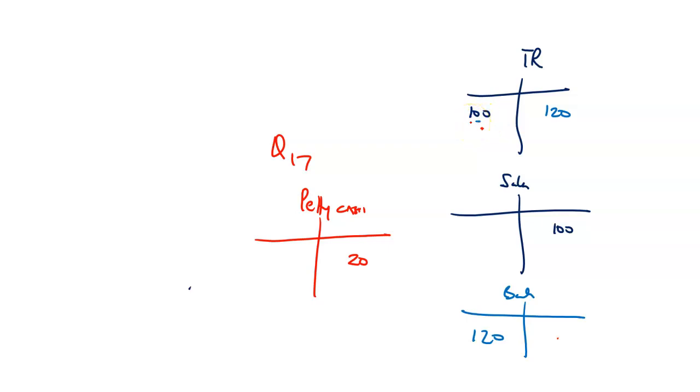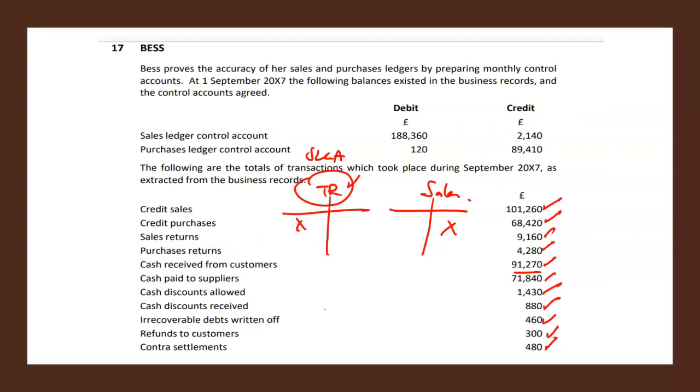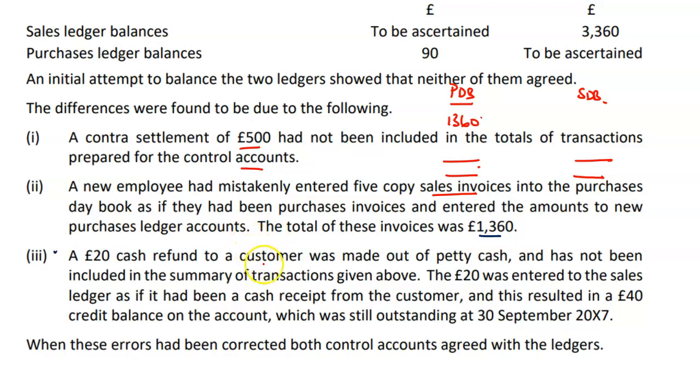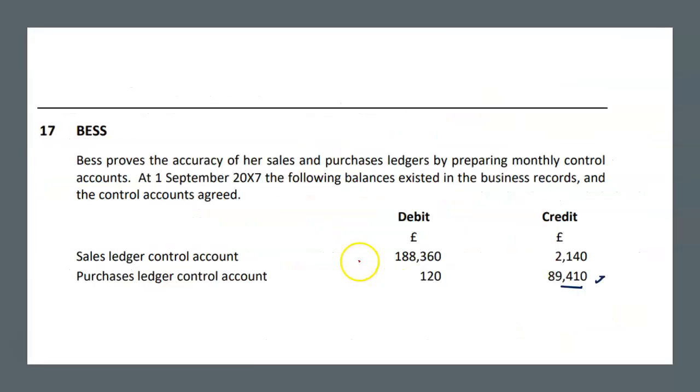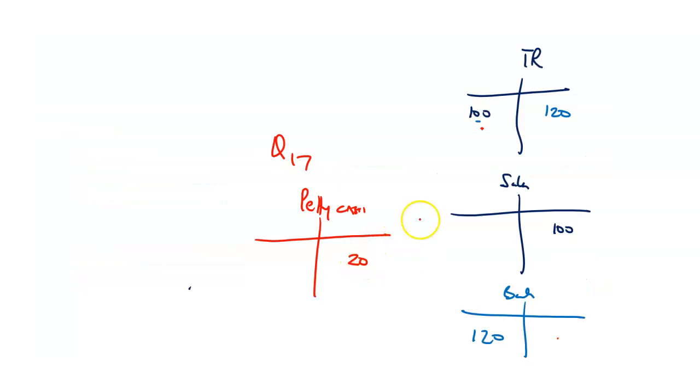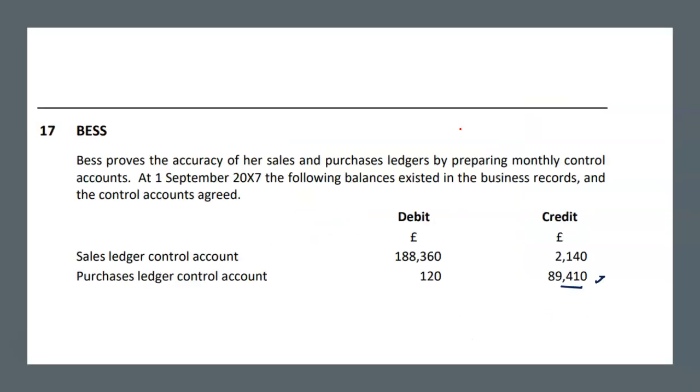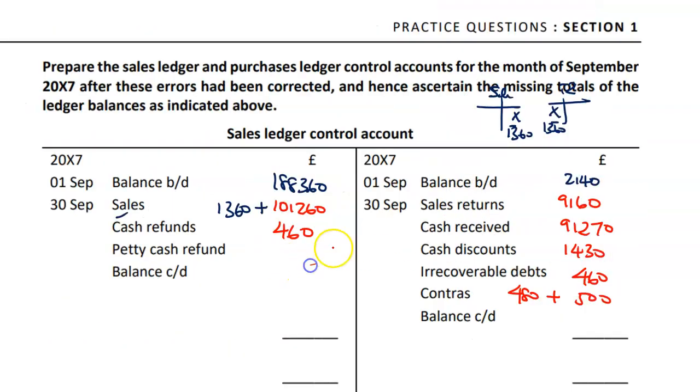Now let's look at what you actually did. I think that's kind of the important thing. So the question says that this £20 refund was made out of petty cash and has not been included in the summary of transactions. So we haven't put it in yet. So we need to go in and do it. So I haven't done 20 here and I haven't done the 20 here. I just haven't done it. That's what I should have done. That's why they give you the option to do it here, right? So sort of fix it.